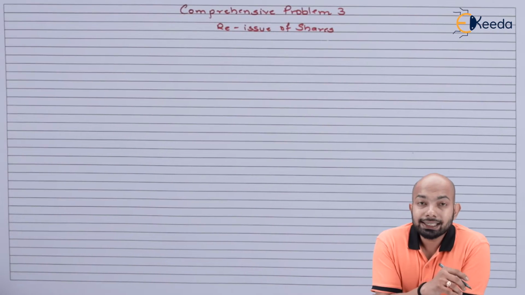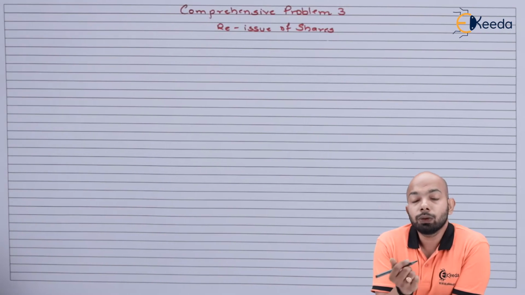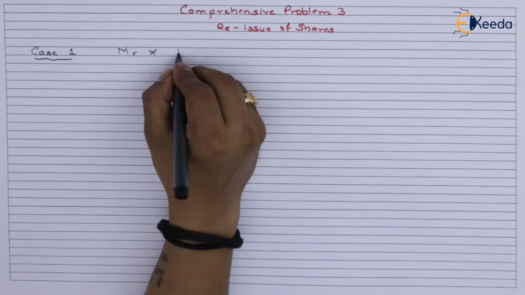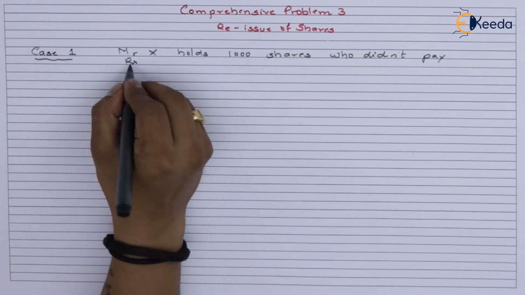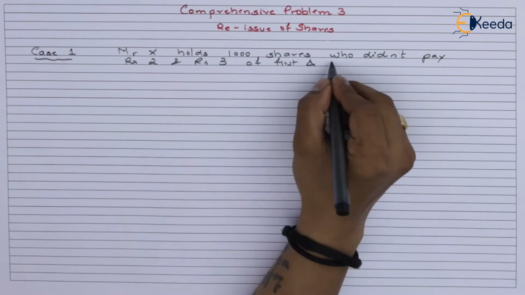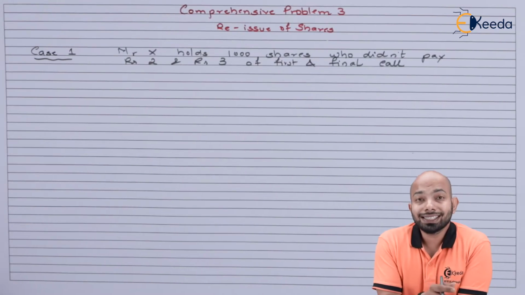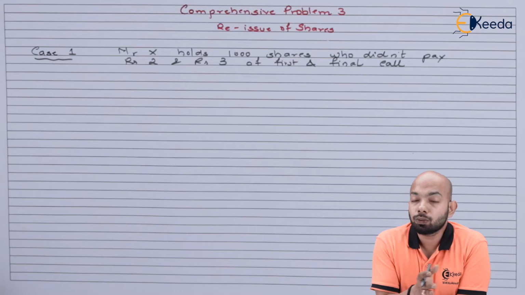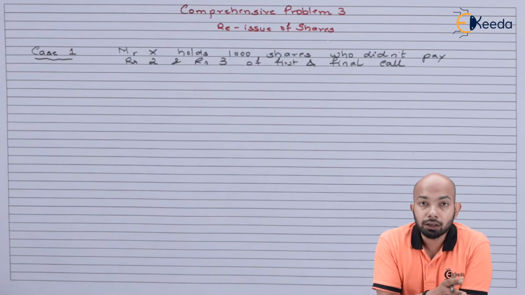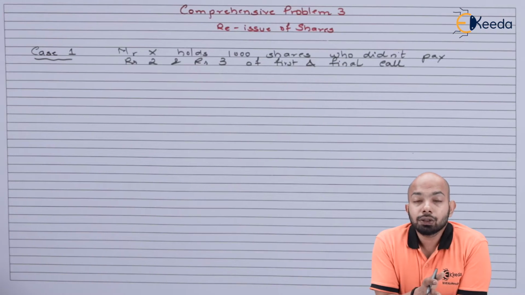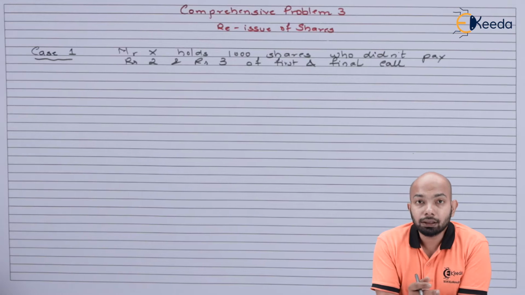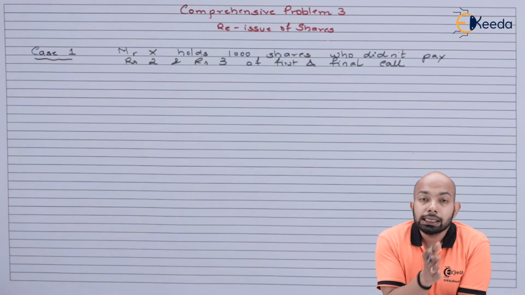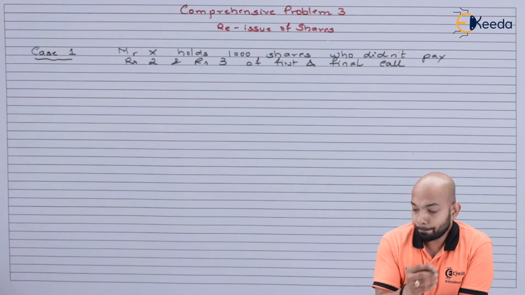So the first case situation will be discussed right now. Now the question states that Mr. X is a holder of 1000 shares who didn't pay rupees 2 and rupees 3 of the first and final call. Now this case situation says that the first and final call was not paid here, hence his shares were being forfeited here.